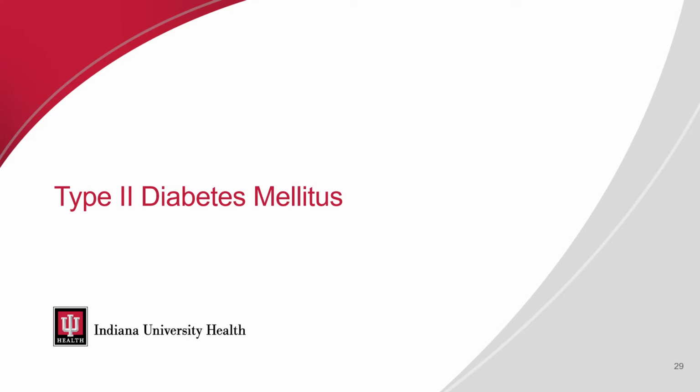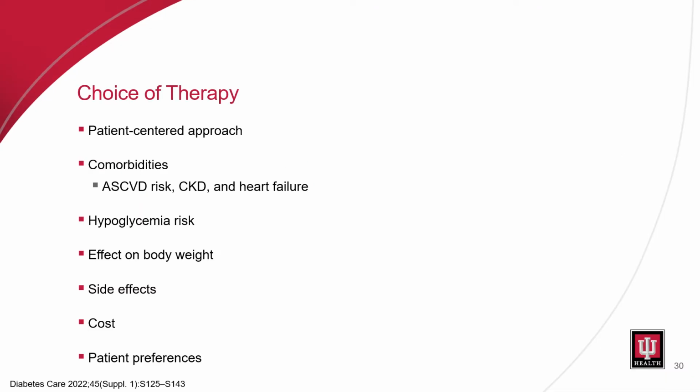That concludes our discussion of type 1 diabetes. So we'll continue and talk about type 2 diabetes. As I alluded to earlier, there are many different treatment options for type 2 diabetes, so it's important that we're taking a patient-centered approach and working with patients in order to pick the best therapy for their type 2 diabetes treatment.